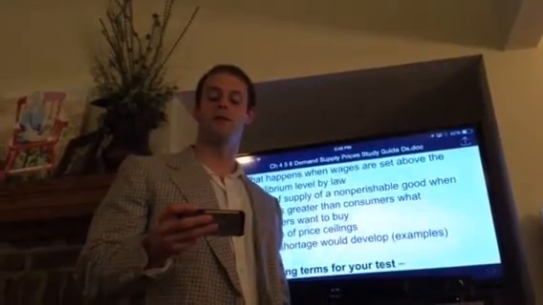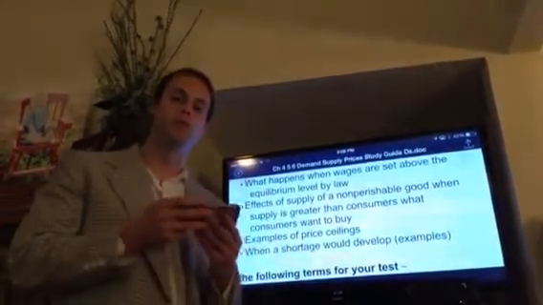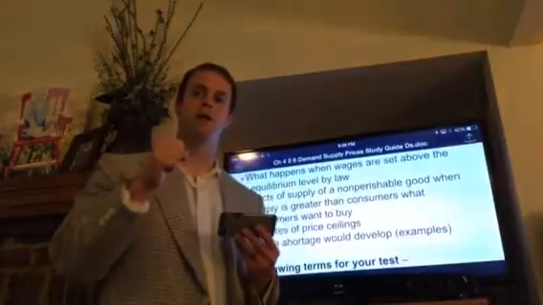What happens when wages are set above the equilibrium level by law? Remember, equilibrium is where supply and demand are equal.